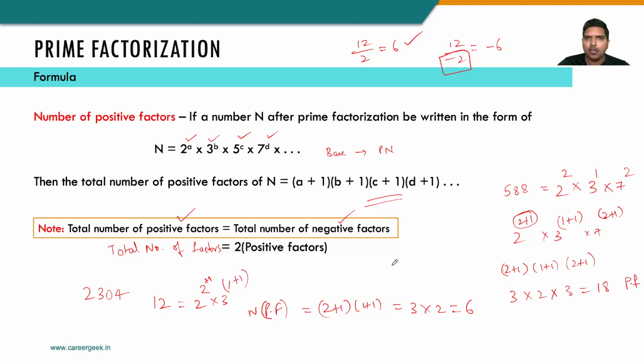In the division method, you divide by 2, 3 and so on by the prime numbers, and write it in the form of 2 power a, 3 power b and so on. Then if you want to find the number of positive factors, after prime factorizing, you add 1 to each and every exponent and multiply. The number of negative factors and positive factors are the same. So if they ask for total factors instead of positive factors, you just multiply the number of positive factors by 2.